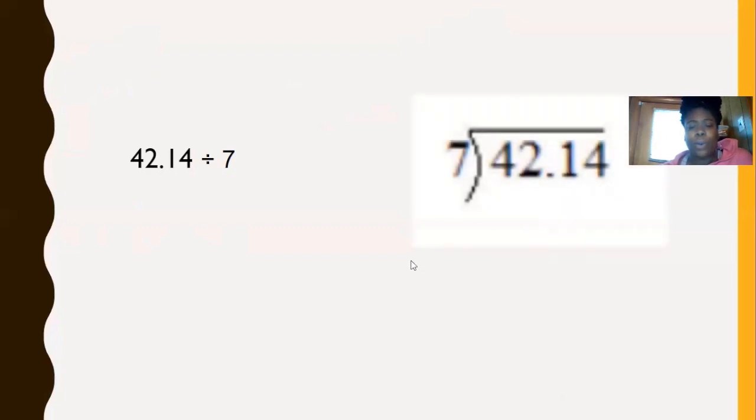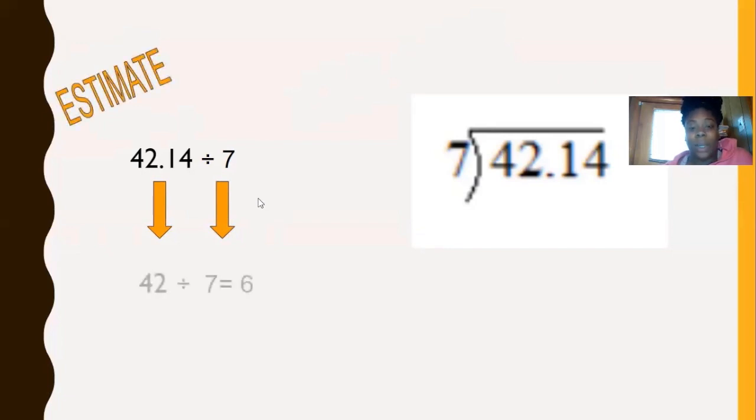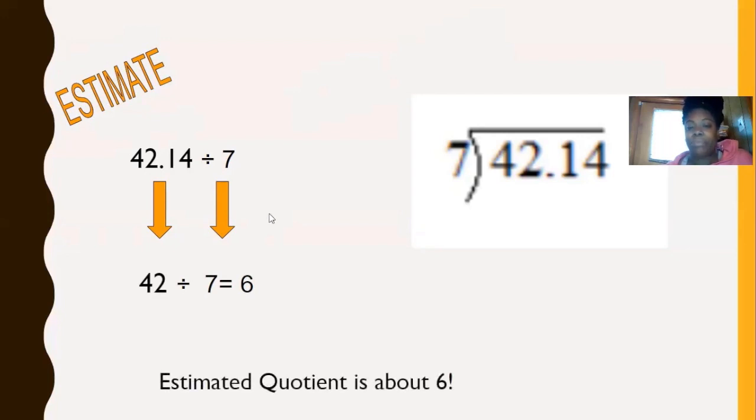I'm going to rewrite the problem so you can see it here. And now I'm going to take 42, and I'm looking at the digit to the right, the 1, and I'm going to go ahead and bring down just 42 divided by 7. And I know that that equals 6. So my estimated quotient is going to be about 6.